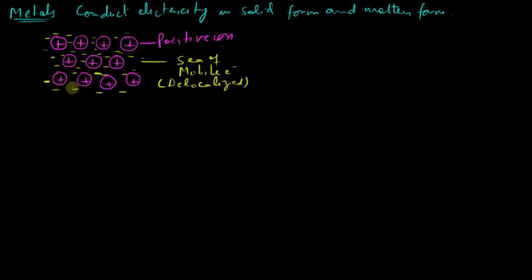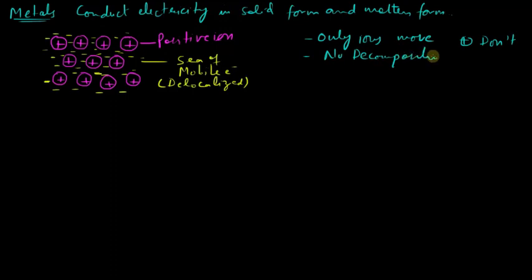Remember, during the conduction of electricity, only the electrons flow. The ions remain at their place. Fine. So let's write this: only electrons move and positive ions do not. They stay at their place. Then there is no decomposition. That means when electricity is conducted through metals, nothing happens to them.